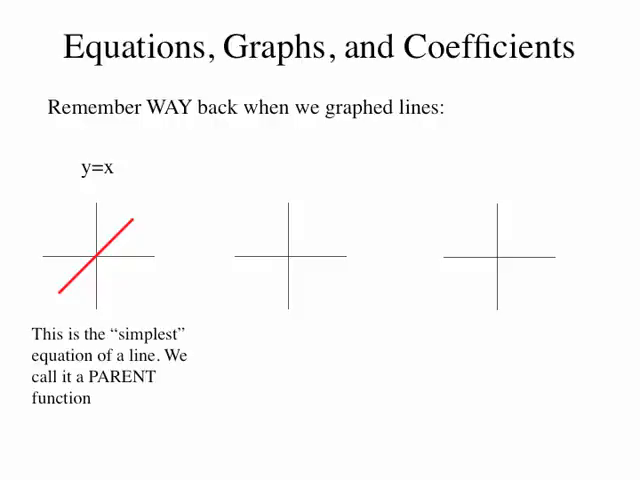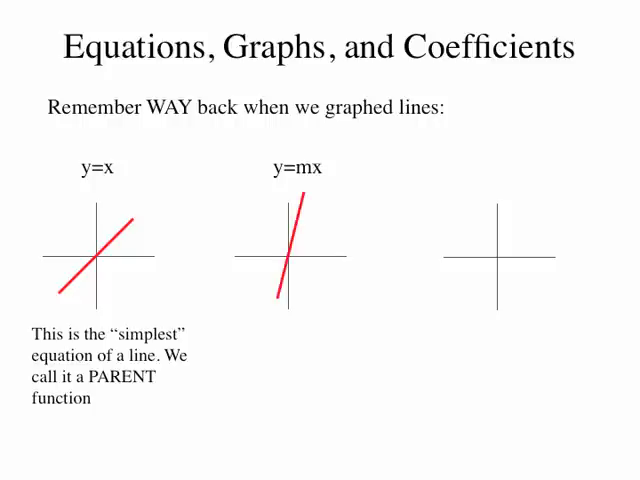We noticed that this was the simplest equation of a line we could have. We're going to call this a parent function. It's like the very most basic linear function out there. Then we made some changes to that function. When we added the coefficient, that is the number in front of the variable, we put the m in front of the x, and m represented the slope of our line.